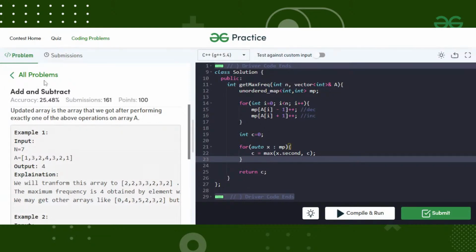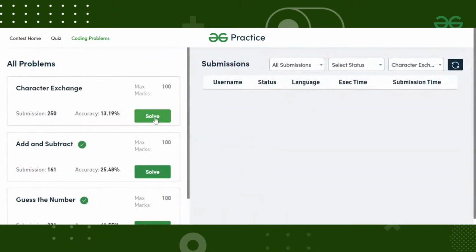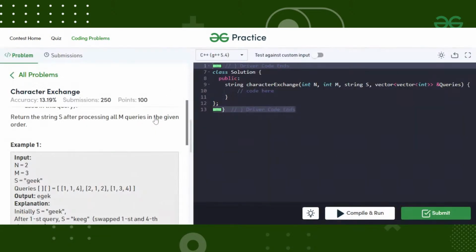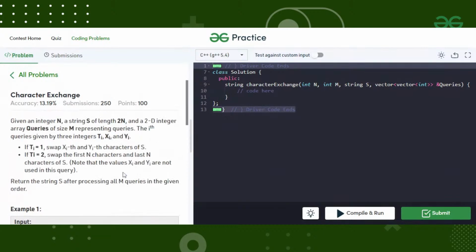So let us now move to our last question, that is character exchange. So let us try to solve this question.